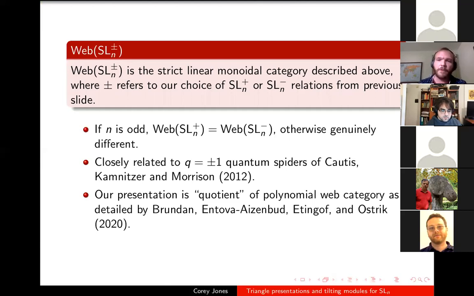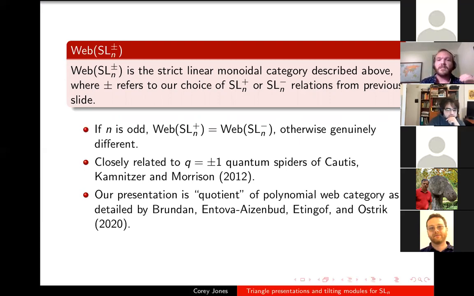Otherwise, they're genuinely different. You can think of this difference as like the relationship between the temperley-Lieb categories as defined by people who do planar algebras, with cups and caps and so on. Those are like web SL2 minus, whereas web SL2 plus is like the actual rep SL2. Okay, and I'll say more about that in a minute. Along those lines, these are closely related to the q equals plus or minus 1 quantum spiders of Cautis, Kamnitzer, and Morrison.